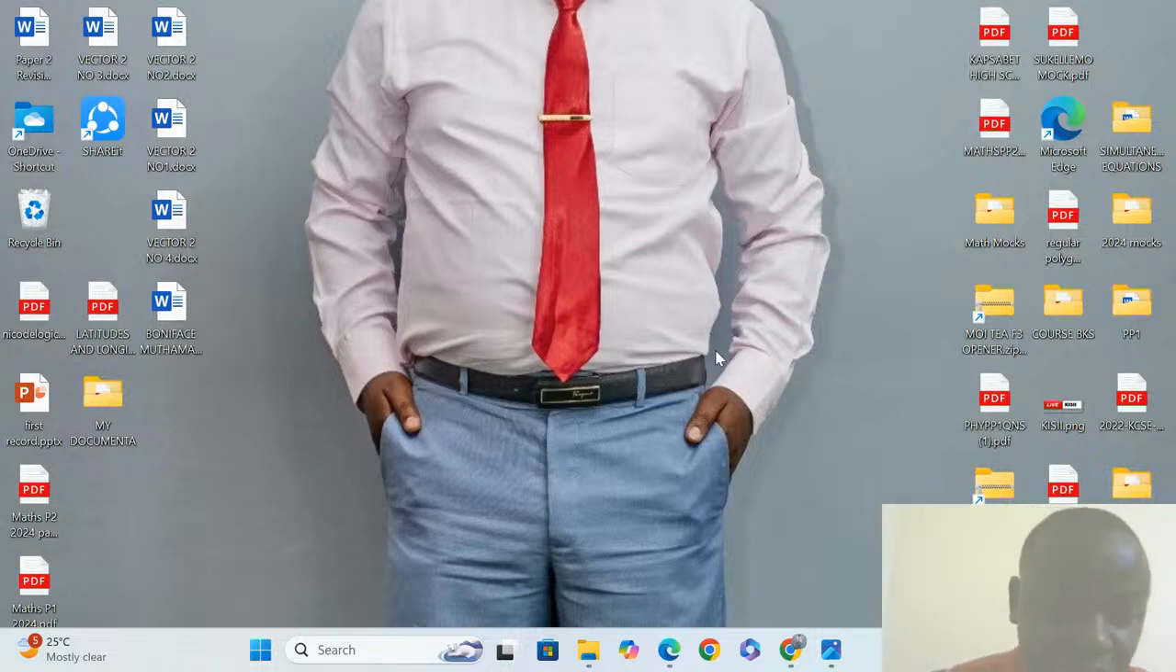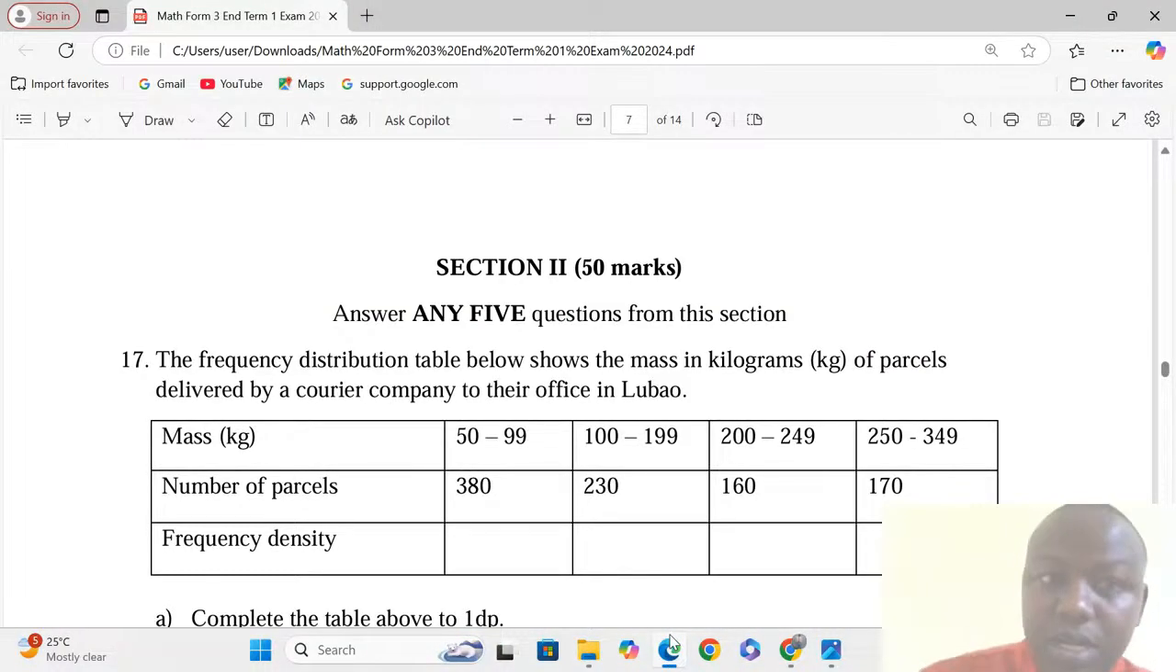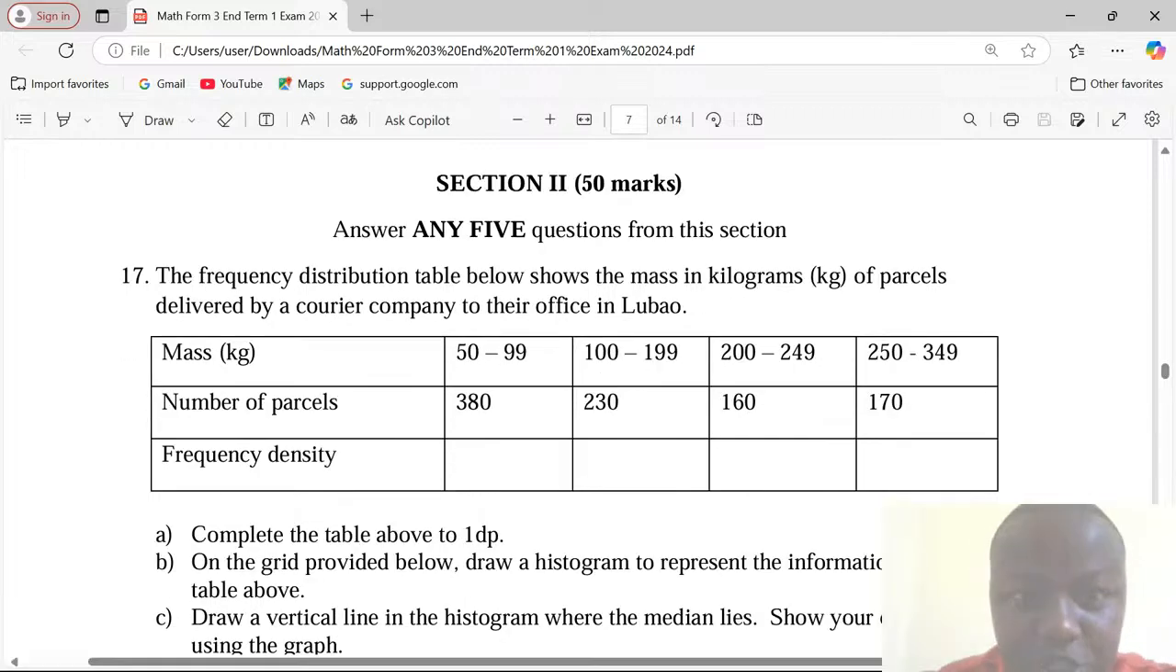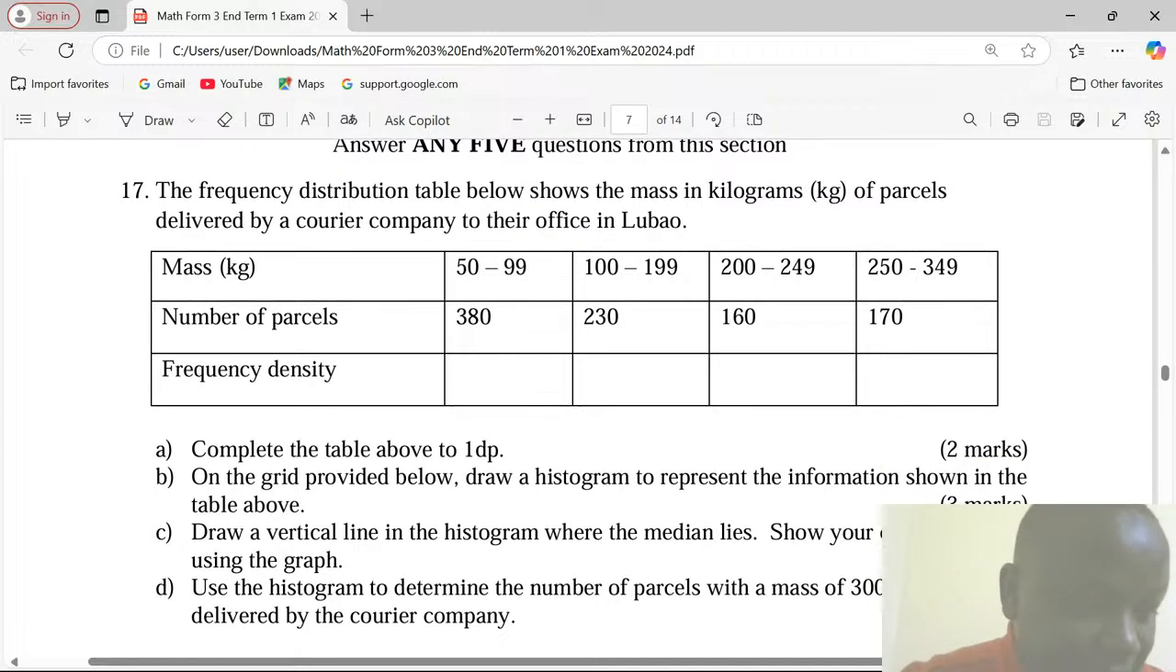It will be a discussion on a few questions here because we'll be doing section 2. We can see the first question is on statistics. That is statistics 1. We are told that the frequency distribution table below shows the mass in kilograms of parcels delivered by a courier to their office in Lubao. So we can see masses there according to the table.